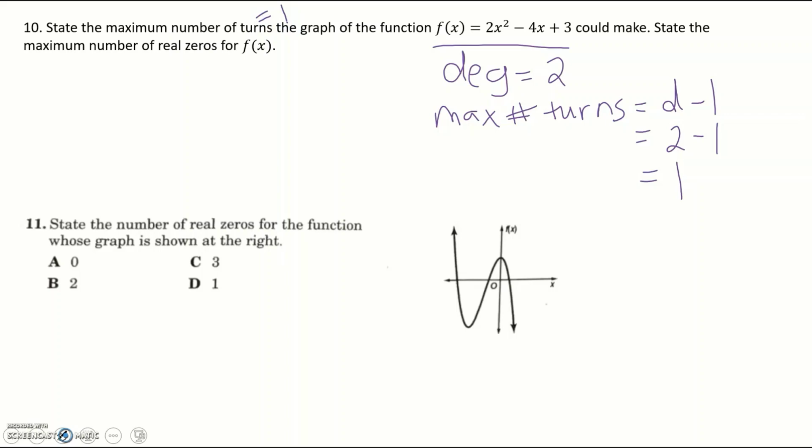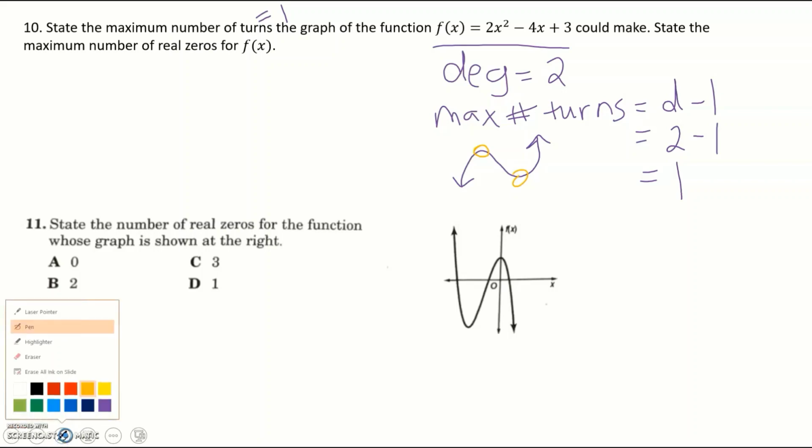That doesn't mean it has to have one turn, but that's the most it could have. It can't turn more than that. And your turns are your points like so, your maximum and your minimum points. Like here, that graph has 2 turns. It has a maximum and it has a minimum, so 2 turns. The most that our function could have is 1 turn. So 1 max or 1 min.